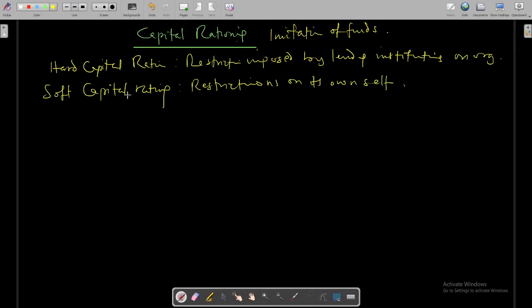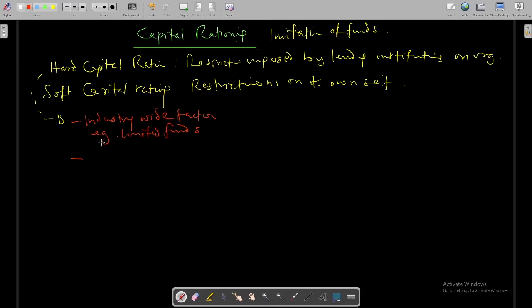But what are some of the factors that might cause hard capital rationing? Number one, the first one is industry-wide factors. Examples are limited funds by the lending institutions. When they don't have enough funds, they cannot lend to a company.